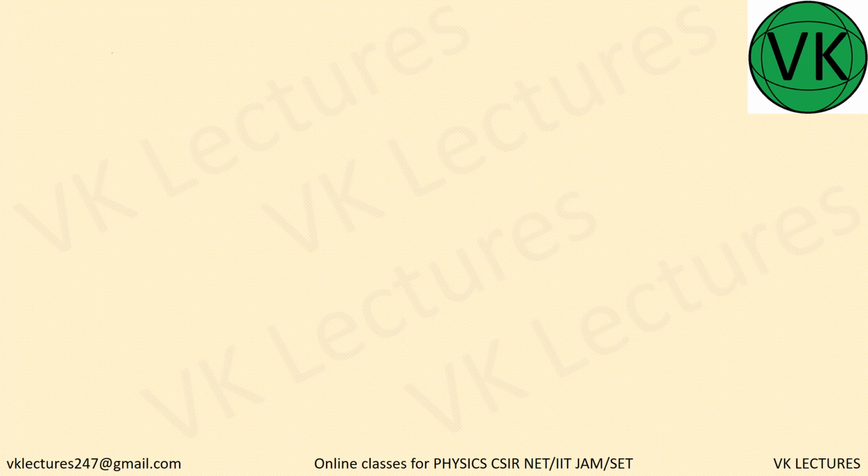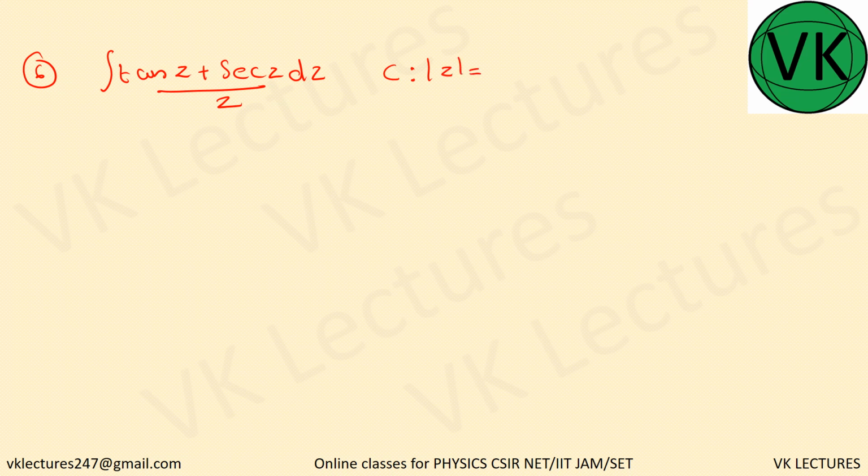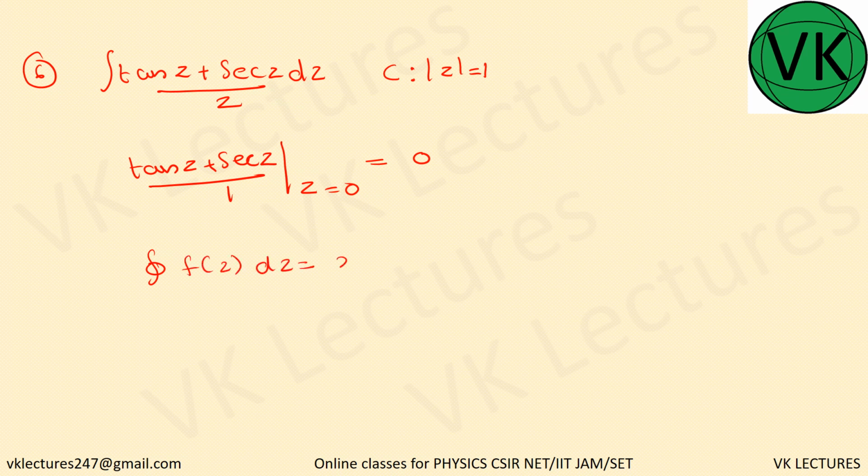So, sixth question: integral of (tan z plus sec z) divided by z dz. The contour is defined as modulus of z equal to 1. So (tan z plus sec z) divided by 1 at z equal to 0 is equal to 0. Therefore, closed integral of f(z) dz is equal to 2 pi i.